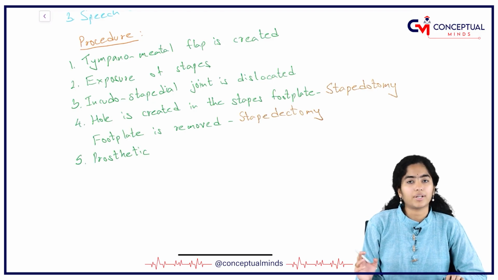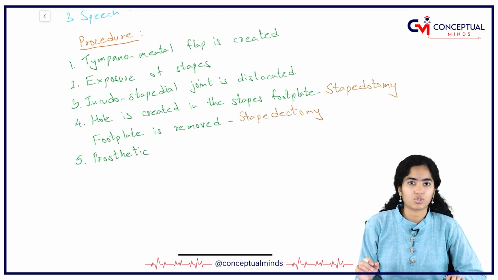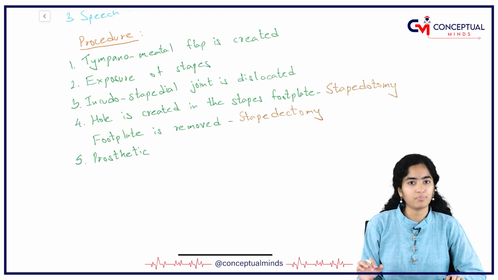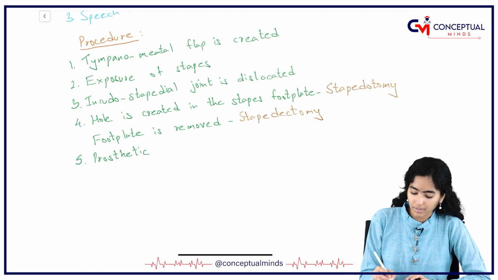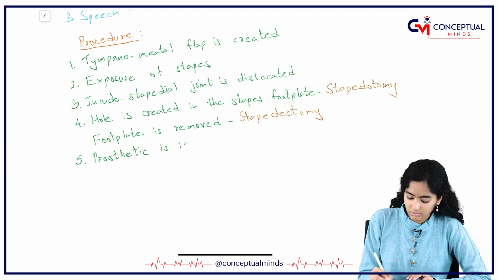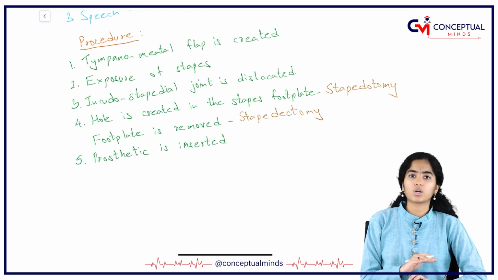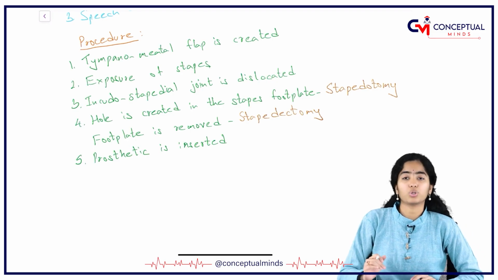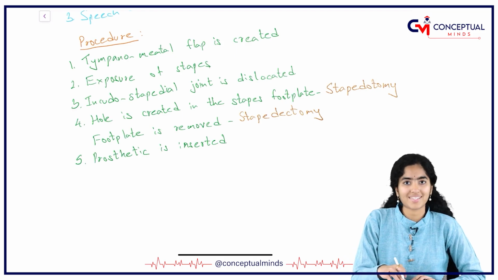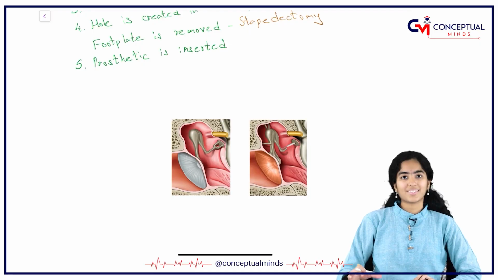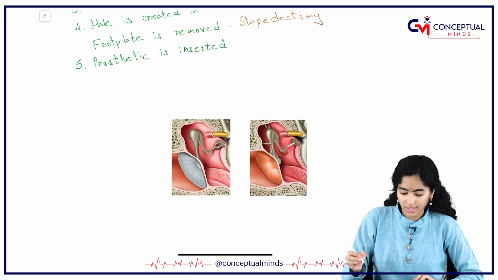Either a titanium Teflon piston or a stainless steel piston, any of them are used. An appropriate prosthetic is selected. And finally, the tympanomeatal flap is closed. It is repositioned. Let me show you a picture of how the prosthetic looks like in place of stapes. So this is how a stapes prosthetic would look like.